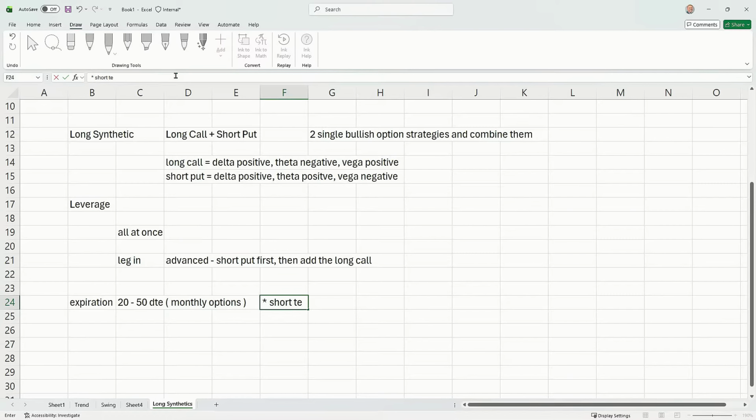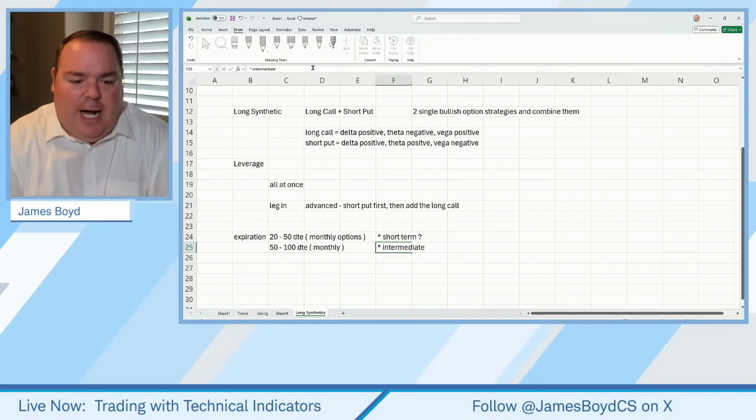Who here is short term? I'm not saying that's bad. Someone might say, James, I'm not short term. I like to look a little bit further out. We're still going to look at the monthly options, and think of this as a little bit more intermediate. We do not want to go farther than 100 days out because we're selling a put and we are trying to get time decay. So in both of these, if I want to be short term, 20 to 50 days. If I want to be more intermediate, 50 to 100 days, on the monthly options.